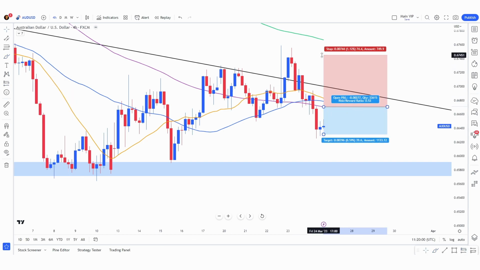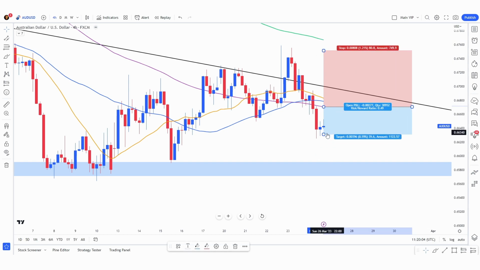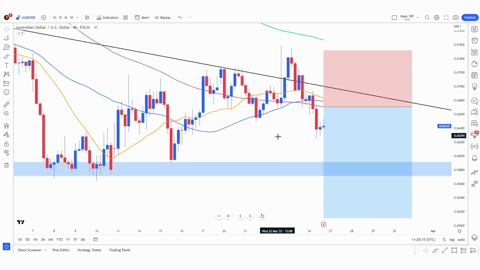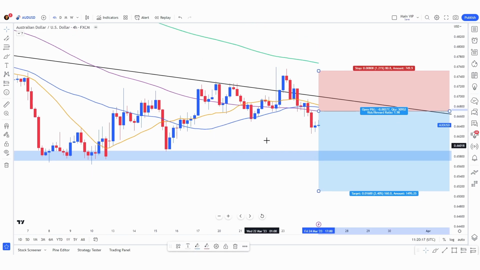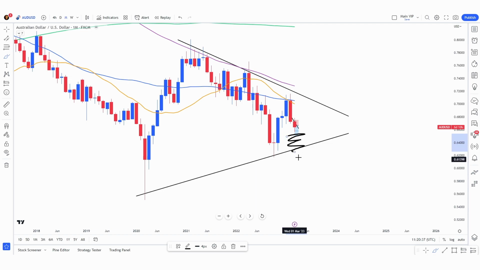Would cover most of the moving averages. You could potentially even aim to cover the 200 moving average on the 4-hour time frame, and potentially for further profits 2 to 1, 3 to 1 even, because on the monthly and weekly time frame we still have a lot of space to move towards the downside.